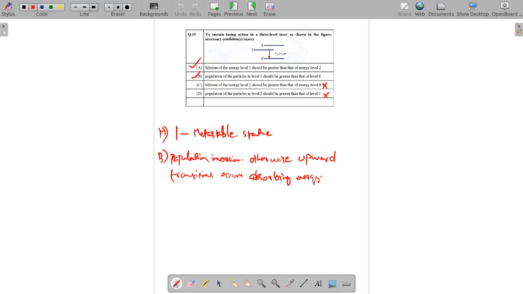Another true or false kind of question. To sustain lasing action in a 3-level laser as shown in the figure, the necessary conditions are: A, lifetime of energy level 1 should be different. So you have a 3-level system like this, 0, 2 and 1. If you remember, this should be a metastable state.